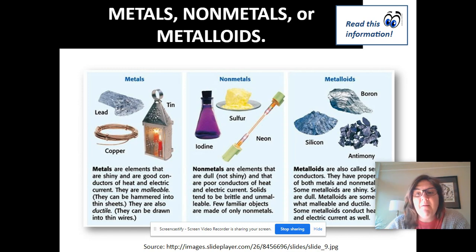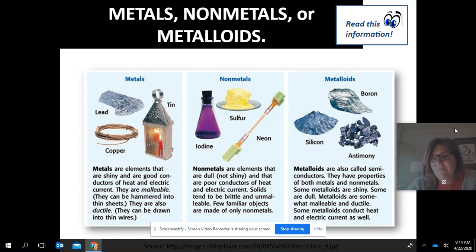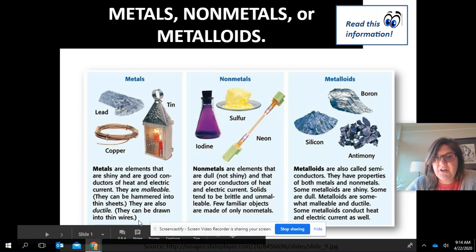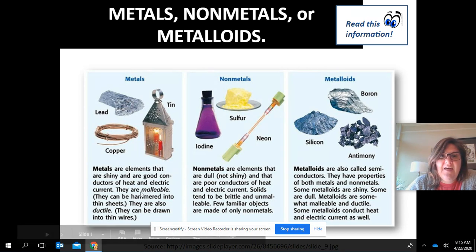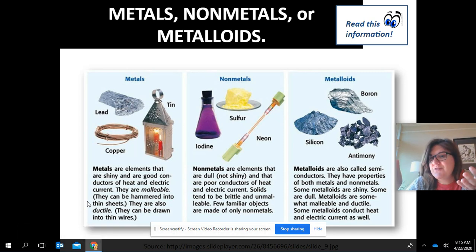Okay, so first let's talk about metals. Characteristics of metals, you know this because you're in eighth grade and you've seen metal before in your life. So metals are elements that are shiny, good conductors of heat and electricity. They are malleable. That's a word that you'll probably only use in chemistry, but it's a word you're going to need to know. That means that it can be hammered into a sheet, and they're also ductile, which means they can be drawn into wire.